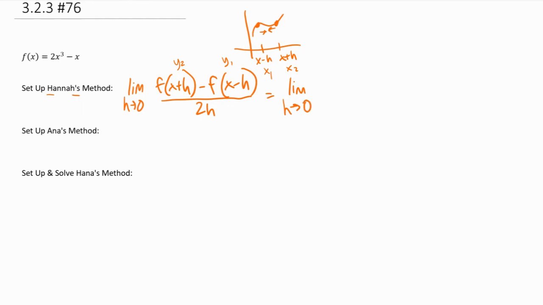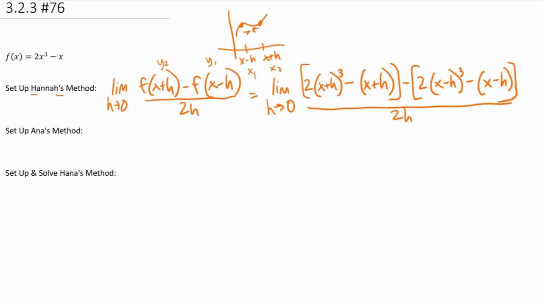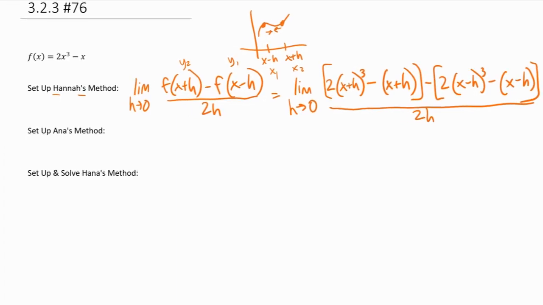So in this particular case, since f of x is 2x cubed minus x, then f of x plus h would be 2 times x plus h cubed minus, and again, anytime you're using function composition, everywhere you see an x, you're plugging in what's inside parentheses, which in this case is x plus h, minus f of x minus h, divided by 2h. So this is kind of the more complicated limit definition of a derivative. We don't use this one a ton. Let's do a different one.